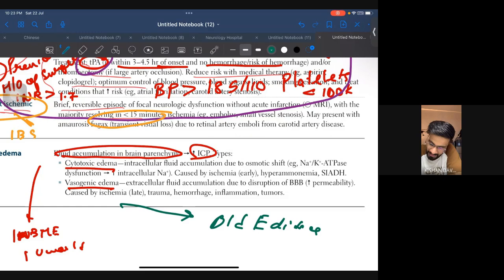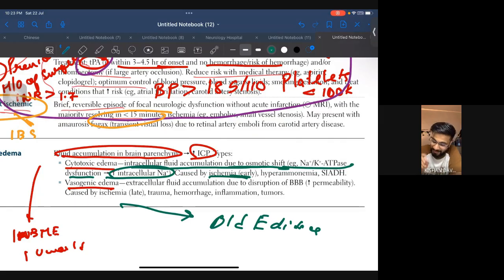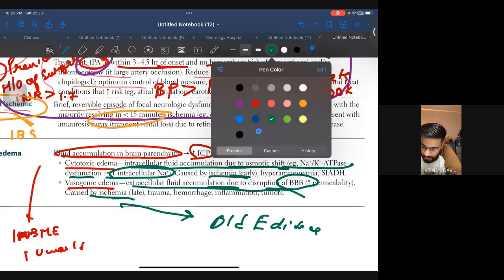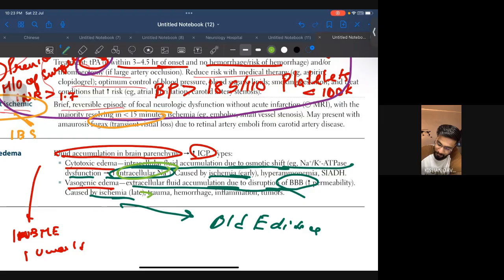Let's just see. Cytotoxic edema: intracellular fluid accumulation due to osmotic shift, caused by intracellular sodium, in ischemia. All right, vasogenic: extracellular fluid accumulation due to disruption of the blood brain barrier, caused by late ischemia. Please remember the causes over here, the causes are very important. One question will appear in UWorld and in NBME also. It wasn't there in the old edition, but they have added it.